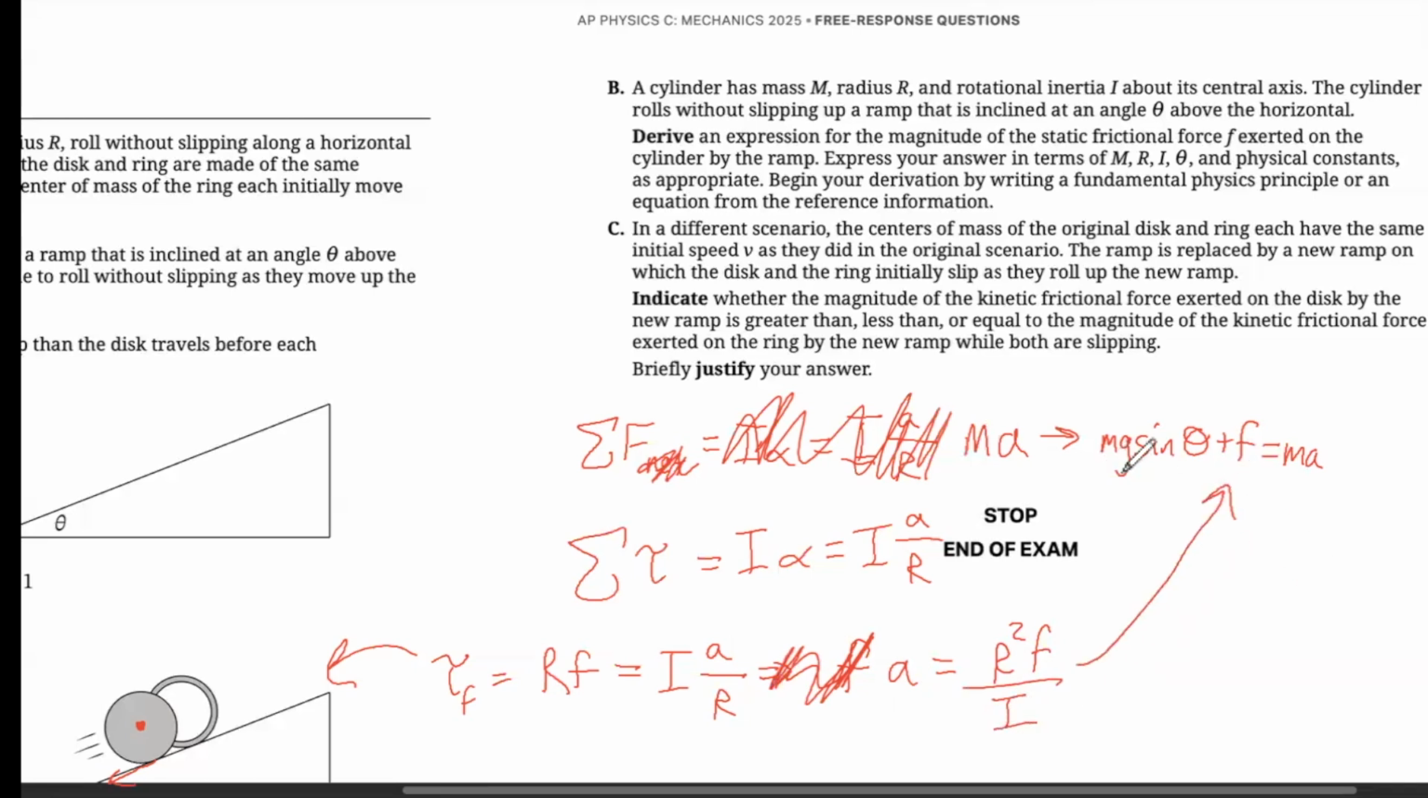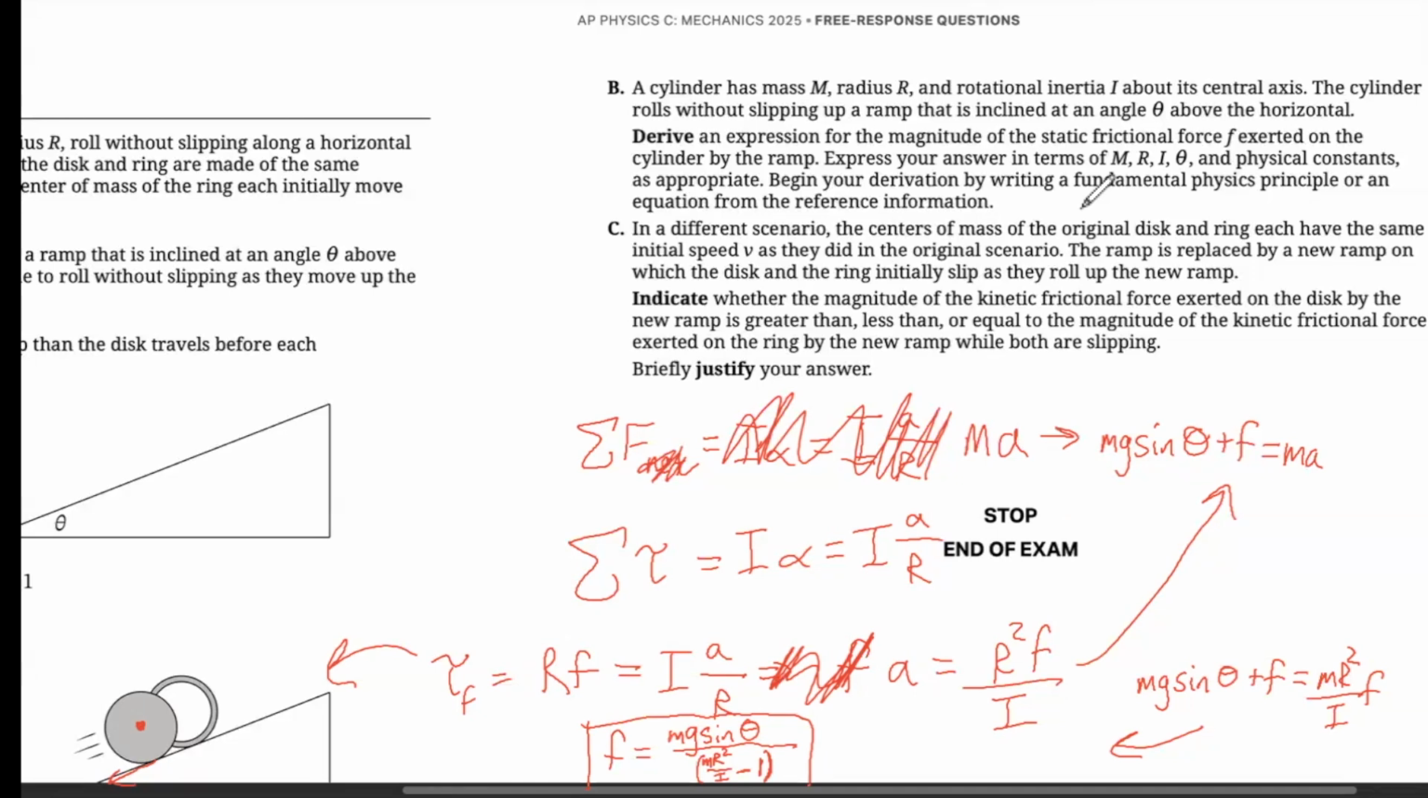Plug that back into our net force equation. You've got mg sin theta plus F equals m R squared over I times F. Yeah, and that's going to tell you that F is going to equal... the m's are going to cancel, so you're going to get g sin theta over R squared over I minus 1. Wait, the m's don't cancel. What am I saying? m R squared and mg sin theta. Yeah, there's no m in that other term with just F. So yeah, this is your answer for friction force. You've got m, R, I, theta, and physical constants. We're all good to go.